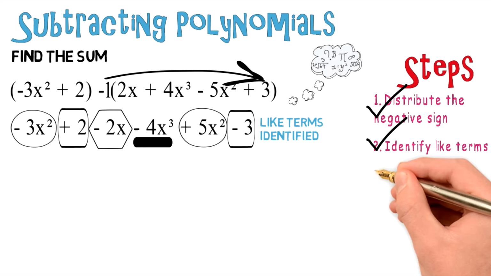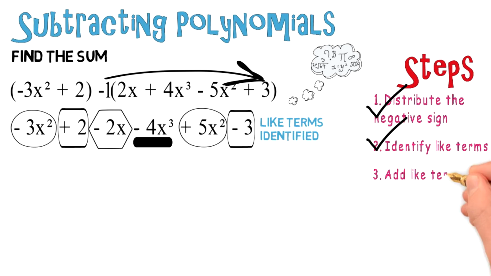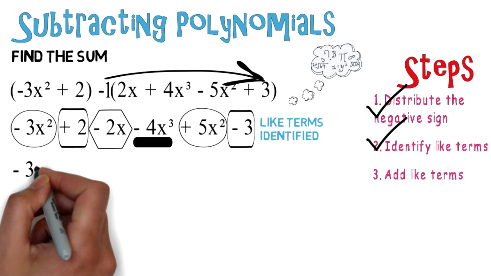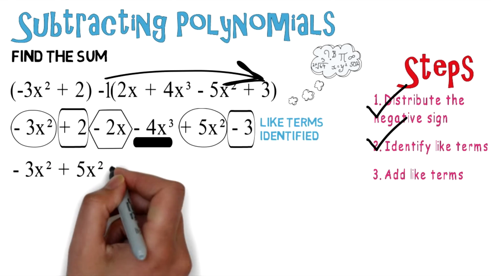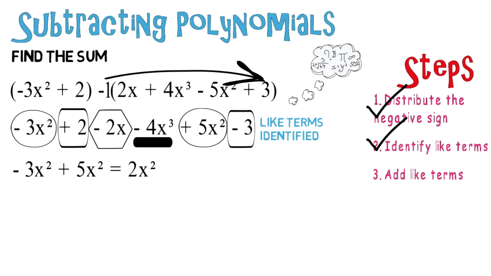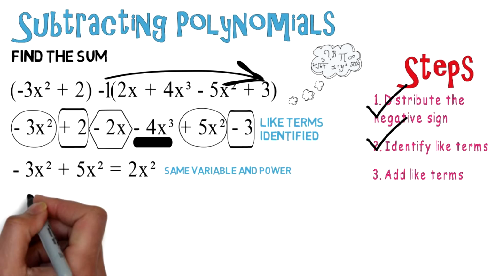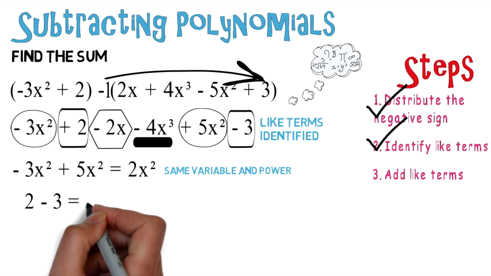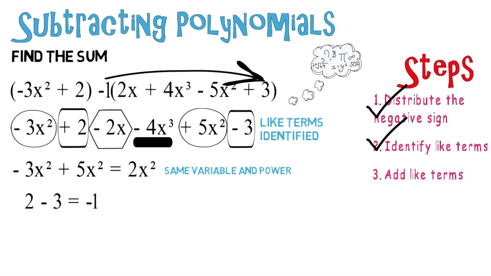and move on to the next step, which is to add like terms. So let's add our like terms. The first pair of like terms we have is a negative 3x squared and a plus 5x squared, which will give us 2x squared. And we're able to do that because they're the same variable and power. We also have like terms of constants, which we have a positive 2 minus 3, and that gives us a negative 1. And again, we were able to combine those because they're the same variable and power.